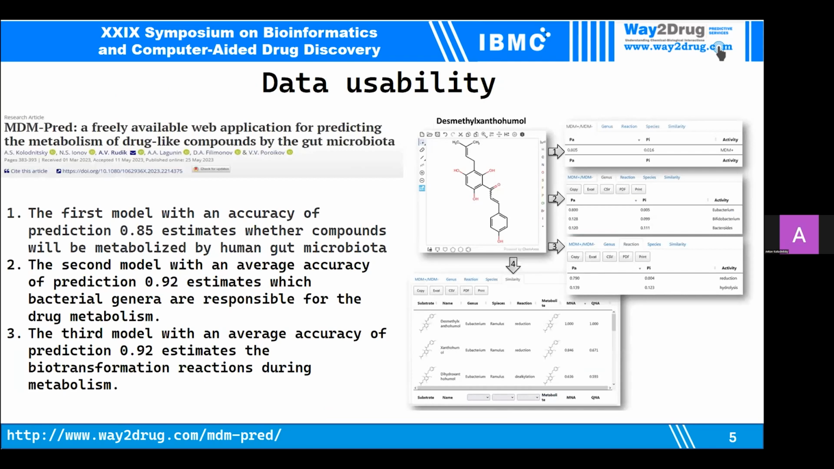The usability of the data set is validated by building a working model, MDM-Prep. This is a web service that uses our database as the training set to predict whether a xenobiotic can be metabolized by the human gut microbiota, the reaction that occurs during this metabolism, and the genera of bacteria that may be driving this biotransformation. Thanks for your attention.